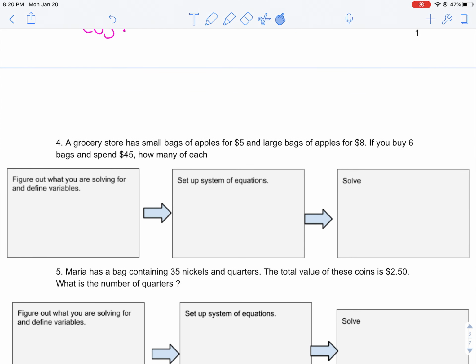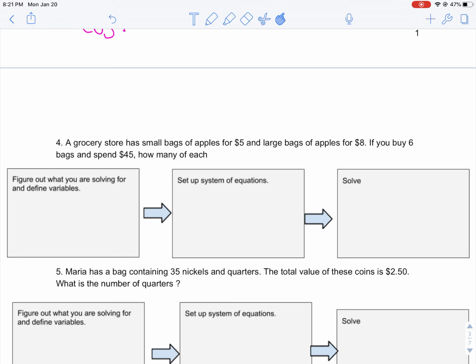The next scenario is set up pretty similar to the one before. You kind of have to make sure that you keep your categories the same. Everything that deals with one thing goes in one equation, and everything that deals with another thing goes in another equation, okay? So a grocery store has small bags of apples for $5 and large bags for $8. If you buy 6 bags and spend $45, how many of each did you buy is what this is going off of.